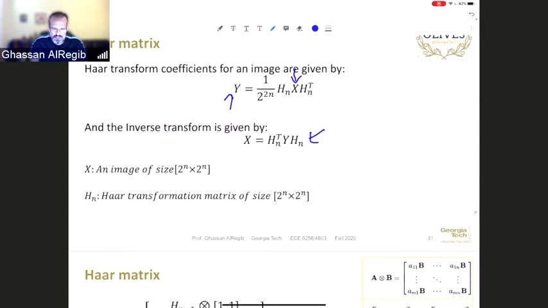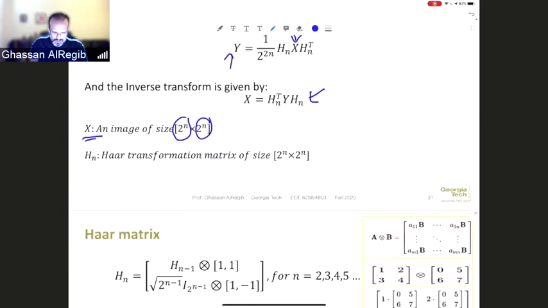So now what are these? The first question is, what is n? The second question, what is H sub n? If we assume our image is square of size 2 to the n by 2 to the n, then that's our n. So if you have a 1024 by 1024 image, then n is 10. So you can really have a decomposition of 10 levels in this case.